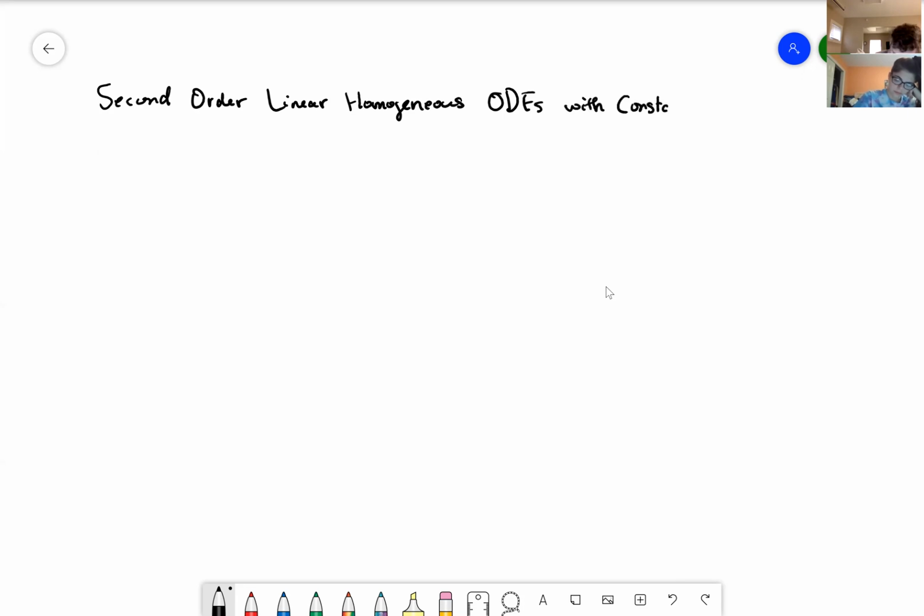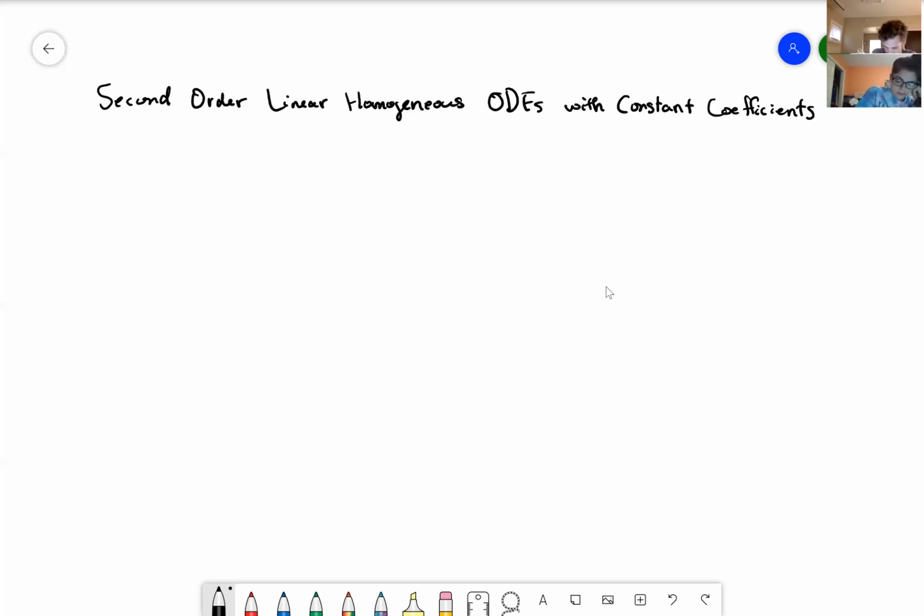I guess the full name for what we're working on today is second order linear homogeneous ODEs with constant coefficients. A lot of qualifications on the topic for today, but this turns out to be a nice case.